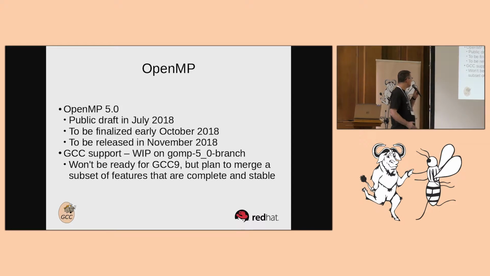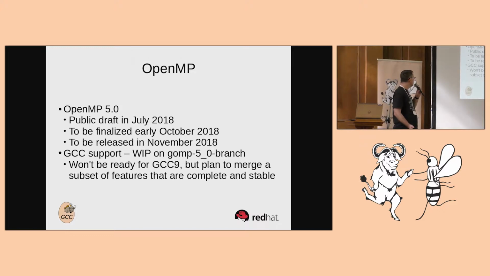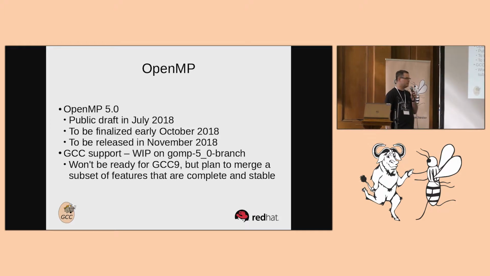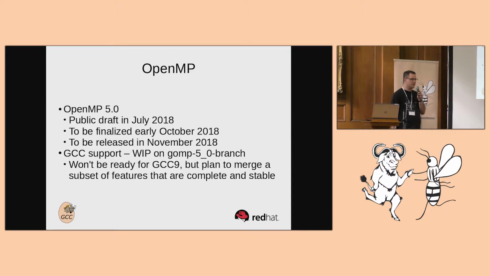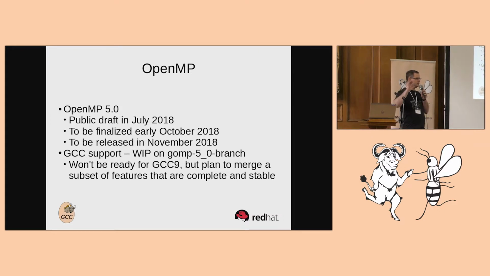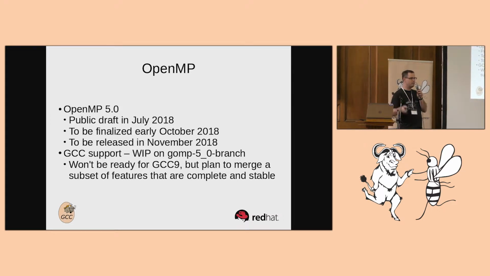For GCC support, there is a separate branch, the GOMP 5.0 branch, which I'm working on. The problem is that the amount of work is so huge that I'm certain it won't be ready by GCC 9. So my plan is to find the items of the standard which are fully implemented from parsing up to runtime, and merge those into GCC 9 during late stage 1. Afterwards, I will need to do the usual bug fixing for half a year, and then continue working on OpenMP 5.